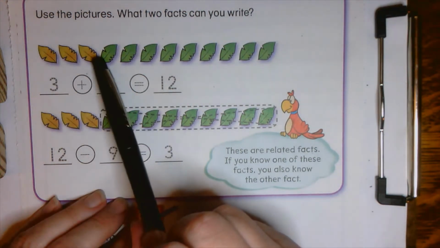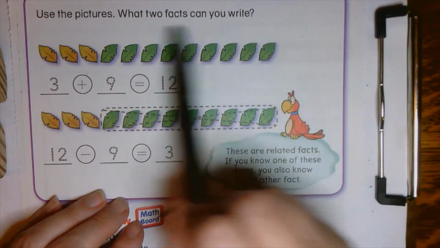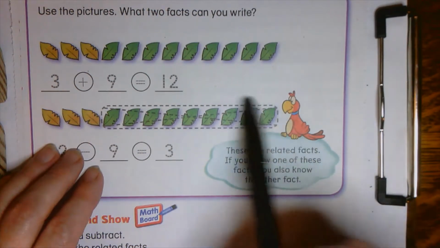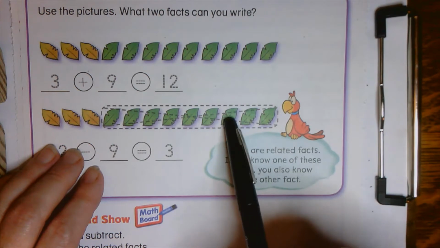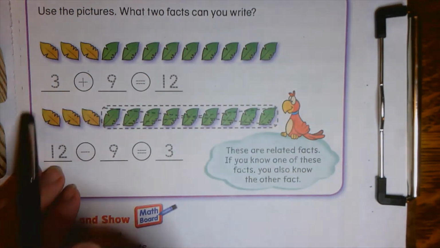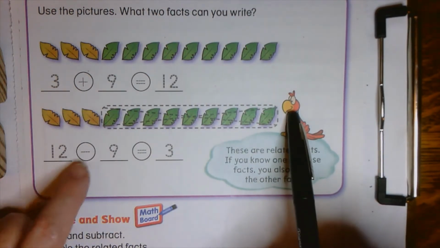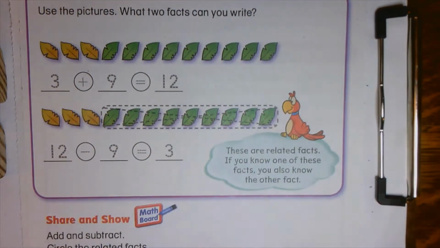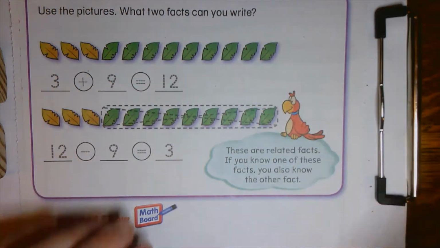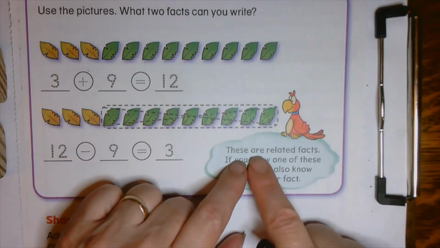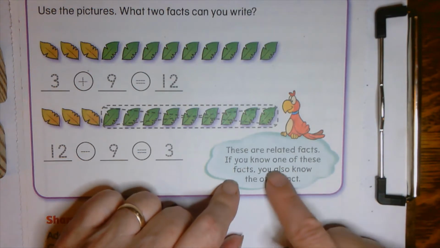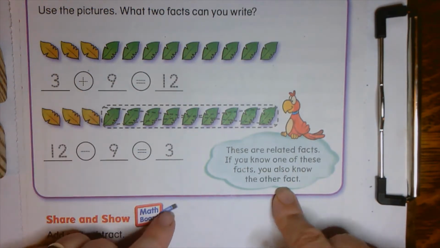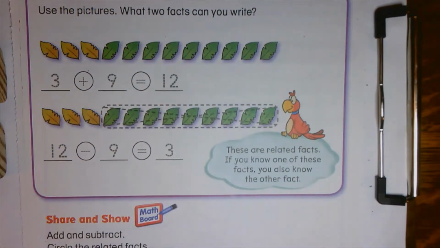So here, we start with 3, and then we put 9 more in, and we've got 12. Here, it's not very clear, but you can see they did the circle and cross out on these leaves. So that tells us we're starting with all of it, taking out some of it, and then some will be left. So these are related facts. And take a look at what this little funny bird says. These are related facts. If you know one of these facts, you also know the other fact. And actually, if you know one of the facts, you know 3 other facts.